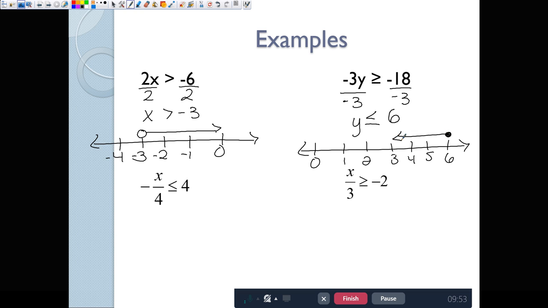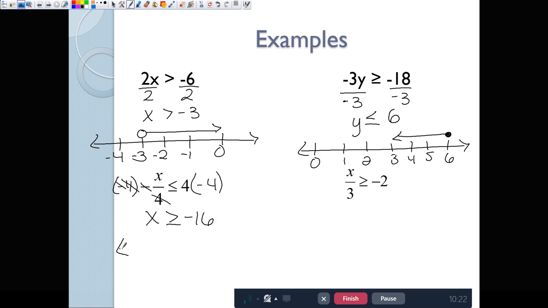All right. Here I'm going to multiply by -4 to solve my problem. Multiply by negative 4 because that will cancel out my 4 and my negative on the x. So I multiply by a negative number, so what do I need to do? Flip the sign or reverse the sign. So I'm going to make this, instead of less than or equal to, greater than or equal to. And 4 times negative 4 is negative 16.